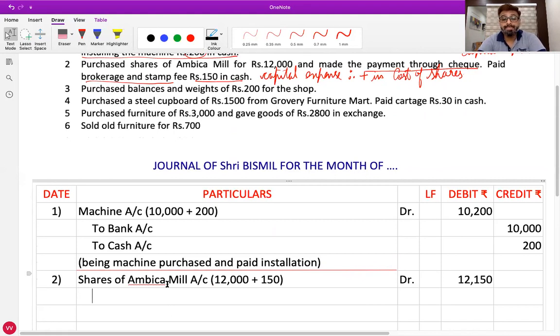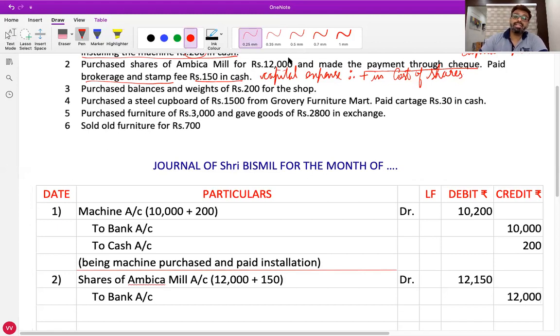Second effect, bank is the giver. Rule: credit the giver. Therefore, to bank account credit with what amount? 12,000. What we are paying by check is only 12,000. Yes.